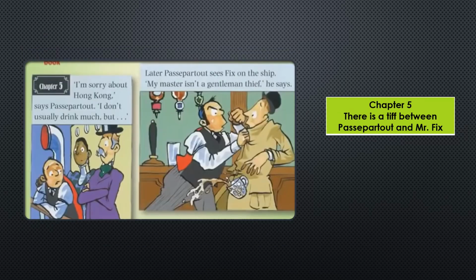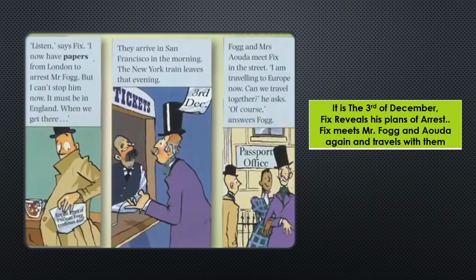Chapter number 5. "I'm sorry about Hong Kong," says Passepartout. "I usually don't drink much." Later Passepartout sees Mr. Fix and confronts him. He also tells him that my master isn't a gentleman thief. To which Mr. Fix says, "Listen, I now have the papers from London to arrest Mr. Fogg, but I can't stop him now. It must be in England, when we get there."